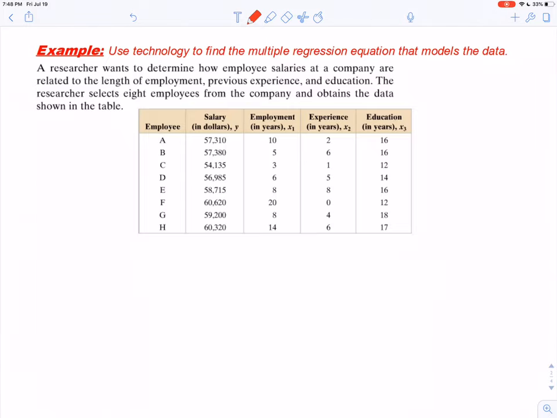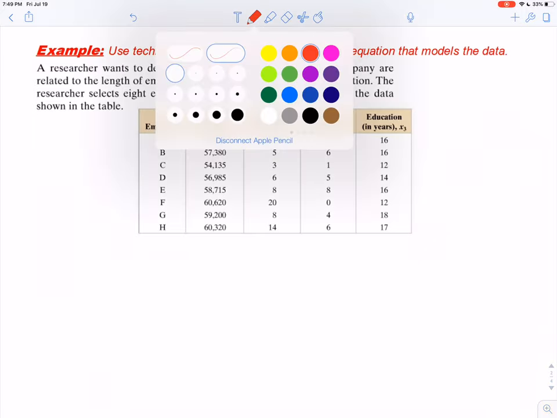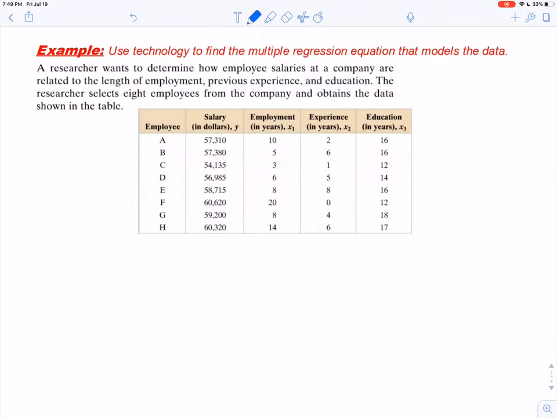Okay, we've got our salary, that's our response variable, our y, and then we have 3 things that are going to be explaining the changes in y. We have the number of years of employment, we have the number of years of experience, and we have the number of years of education. So we are trying to determine here the role that these 3 independent variables play in determining what the corresponding salary will be. So you'll notice what we want to do here is we want to come up with a multiple regression equation that will model the data.